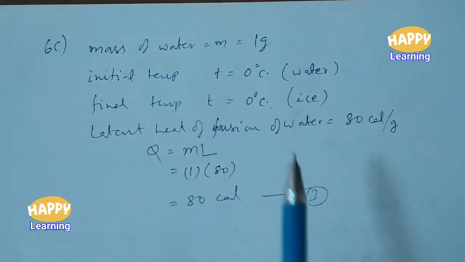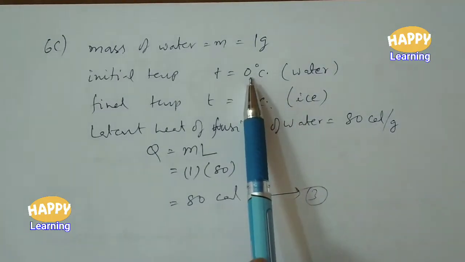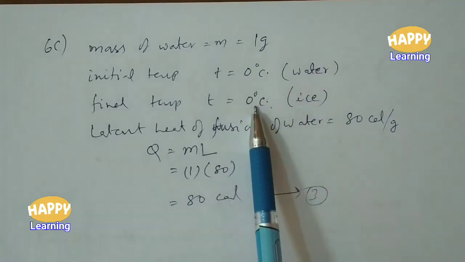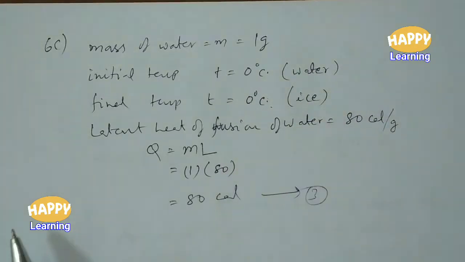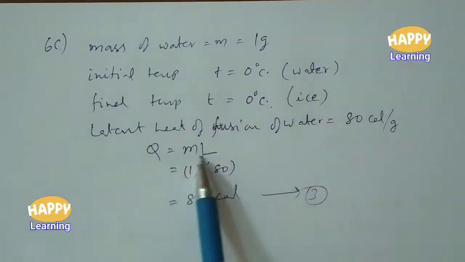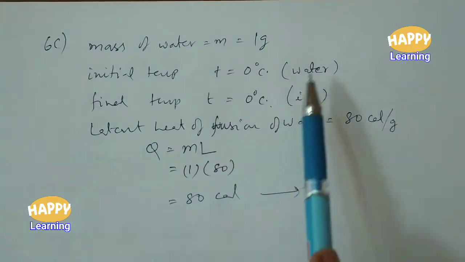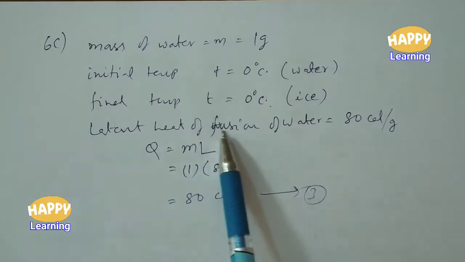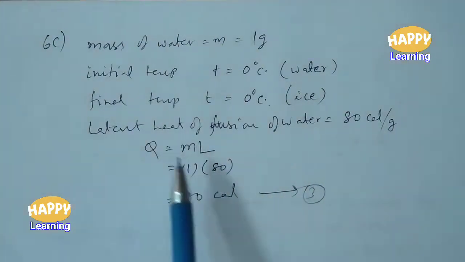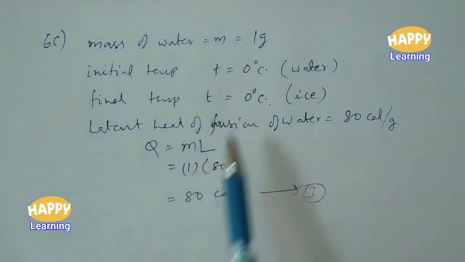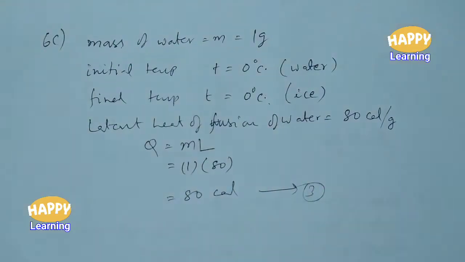Once again, here the water is converted to ice. Temperature is 0 degrees Celsius and 0 degrees Celsius. Constant temperature, only phase change is there. So in such case, you need to use the formula Q equal to m l, where L is the latent heat. Here water is converted to ice, so use latent heat of fusion, and it is 80 calorie per gram. Q equal to m l, m value equal to 1 gram, L value is 80, so you get 80 calorie.